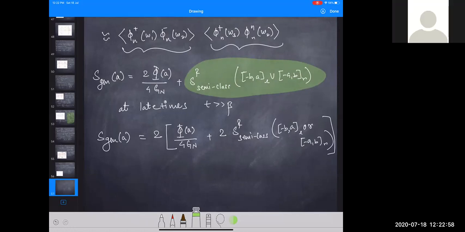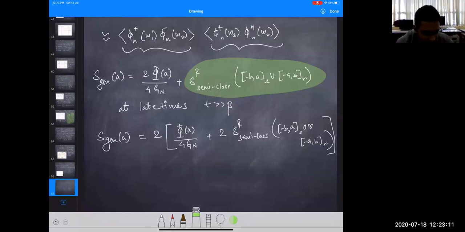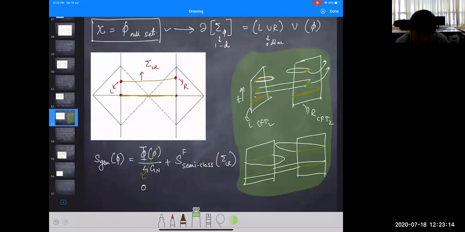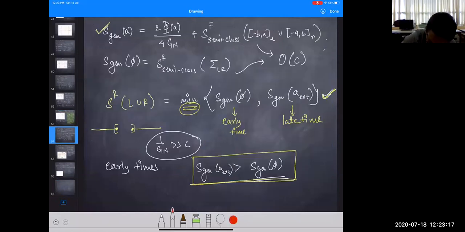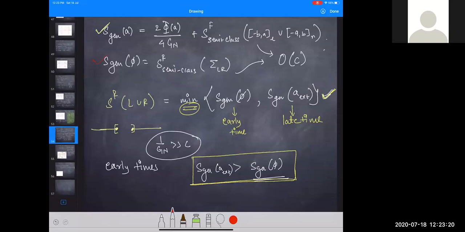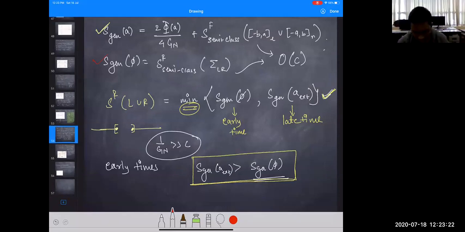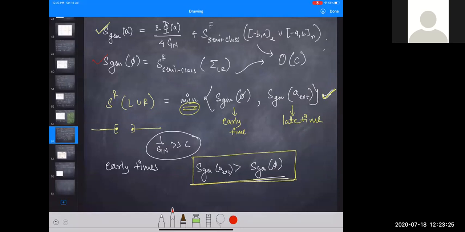So if I understood it correctly, at early times you have the null set dominating the correction to the Bekenstein-Hawking piece, right? The null entropy doesn't have the area piece at all. I'm saying that for S of L union R you have written the minimum of these, and at late times also. So the early time is dominated by S gen phi, and then after that you have whatever you are now trying to compute, right?